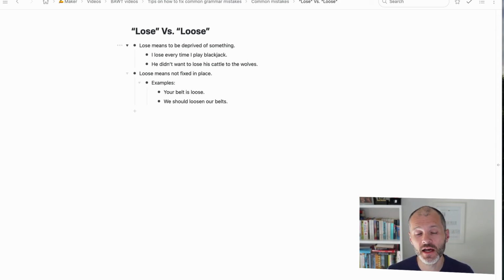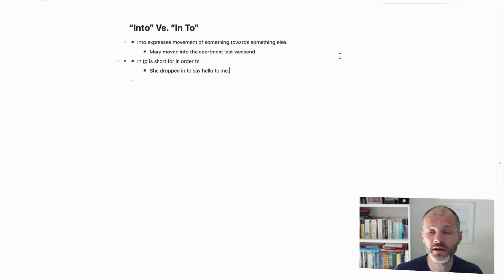So some examples: your belt is too loose, or we should loosen our belts. The next common grammar mistake boils down to a space: into versus in to. Into, with no space, expresses movement of something towards something else. So Mary moved into the apartment, or into her apartment, or into the house last weekend. She was moved from one place to another. Whereas in space to is simply short for in order to.